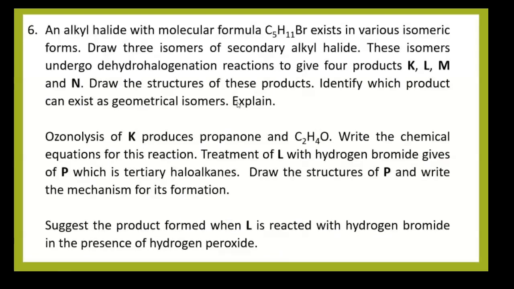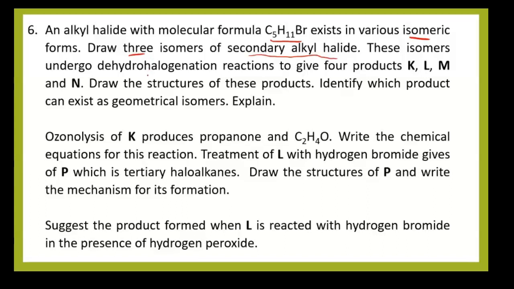Okay. So now we continue with question 6. Question 6, they give you a long question because ini adalah section B, the essay question. Question 6: an alkyl halide with molecular formula C5H11Br exists in various isomeric forms. Okay, so they give you C5H11Br having various isomeric forms. So draw 3 isomers of secondary alkyl halide. So you just need to draw 3 isomers of secondary alkyl halide.